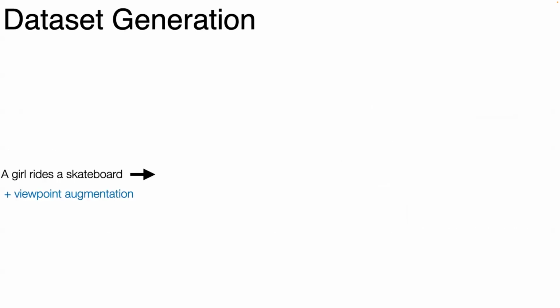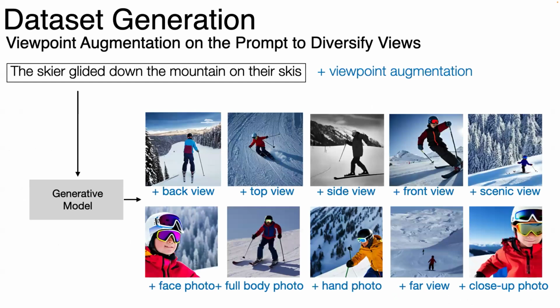So let's assume we start with this one prompt, a girl rides a skateboard, which was provided by ChatGPT automatically. First, we add some viewpoint augmentation. That means we can add some view information as an additional part of the prompt, for example, back view, top view, side view, and so on. And from each prompt, we can generate the images.